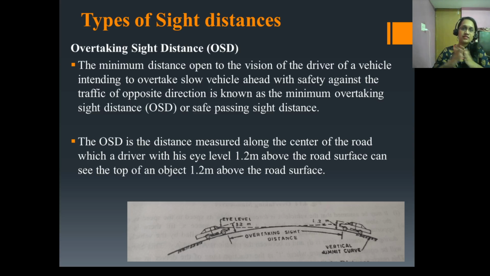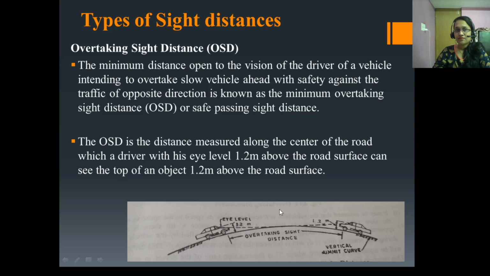So in such cases, facilities for overtaking the slow vehicles with adequate safety should be made possible at frequent distance intervals. So what is the meaning of OSD? OSD is the minimum distance open to the vision of the driver of a vehicle intending to overtake a slow vehicle ahead with safety against the traffic of the opposite direction. It is known as the minimum overtaking sight distance. It is also called the safe passing sight distance.